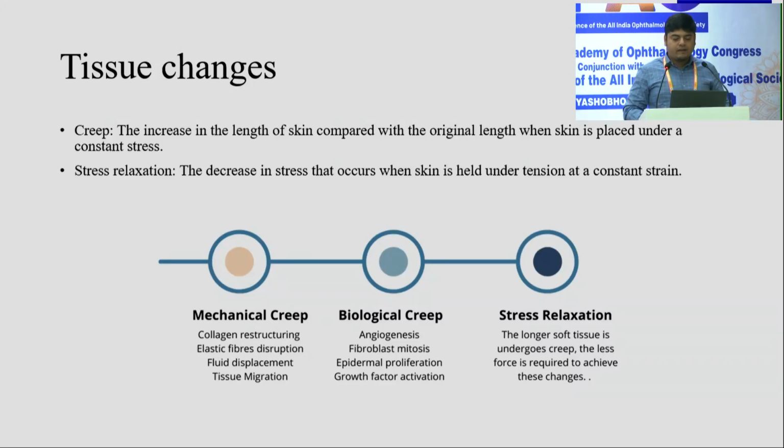So we began to decrease the period of expansion. First we came to 1 week of expansion. From the initial 2 to 6 weeks we came to 1 week, and then gradually right now we are performing it for 3 days. Also, we modified our technique such that the expander is placed under the skin and the muscle, just above the periosteum.